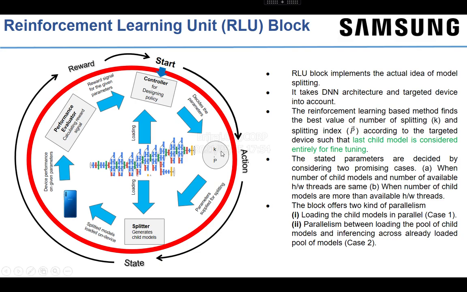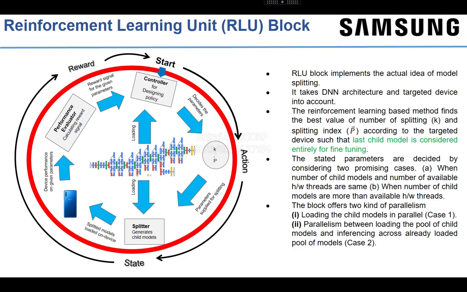This decision is given to the splitter, which splits the model as per K and P, and the child models are generated, loaded on the device, and the performance is evaluated. The evaluated performance is sent to the controller as feedback, which is the reward, and on the basis of this reward the controller improves its decision and a better K and P is predicted. Right, so this keeps going on until we attain good performance.